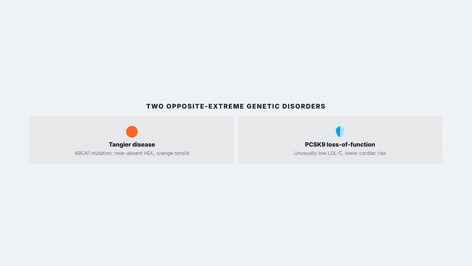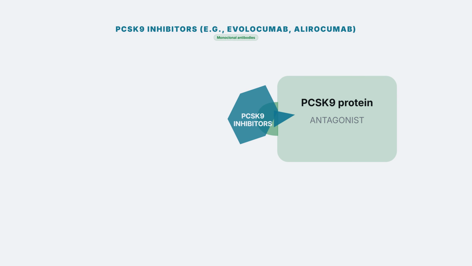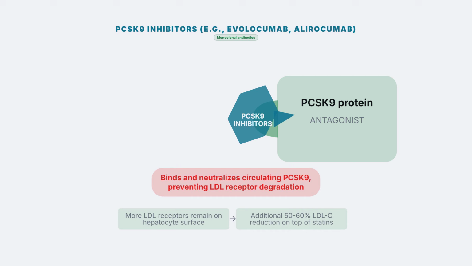The two other major exam-relevant genetic disorders live at opposite extremes. Tangier disease, from ABCA1 mutations, causes near-absent HDL and orange-colored tonsils. PCSK9 loss-of-function mutations produce the opposite pattern, unusually low LDL-C and protection from heart disease. PCSK9 inhibitors, like evolocumab and alirocumab, work by the exact opposite logic of the natural protein. They're monoclonal antibodies that bind and neutralize PCSK9 itself, preserving LDL receptors on the cell surface and dramatically lowering LDL-C, often by 50 to 60% on top of statin therapy.